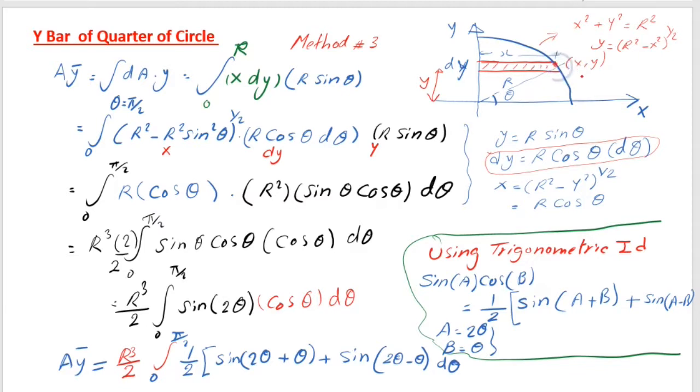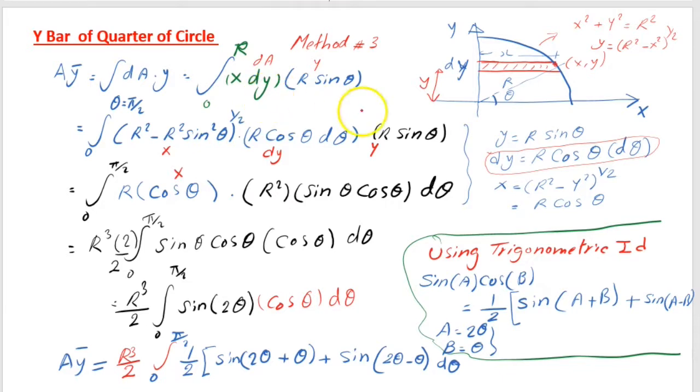For a point with coordinates x and y, it can be expressed that x equals r cosine theta and y equals r sine theta. So we will write A y bar equal to the integration of dA of the strip multiplied by the y distance. Our strip is x dy, the area. This is dA, and for the y term it is r sine theta. The x term will lead us to r cosine theta.